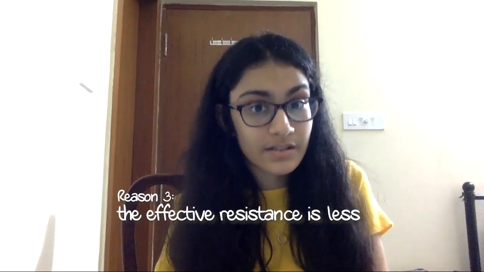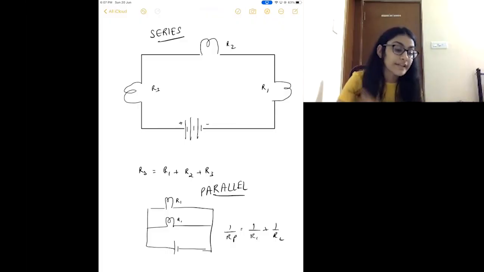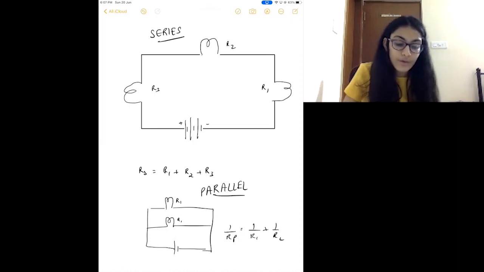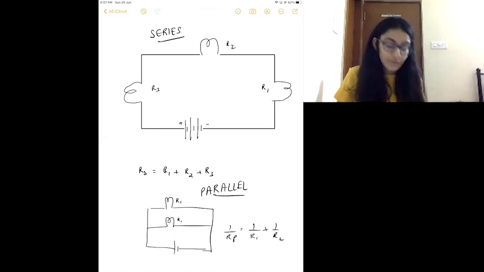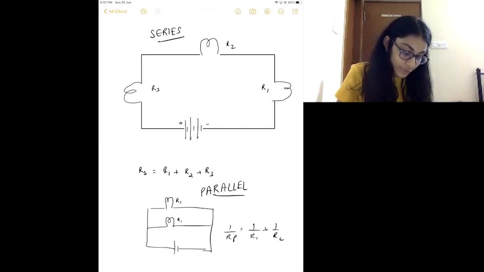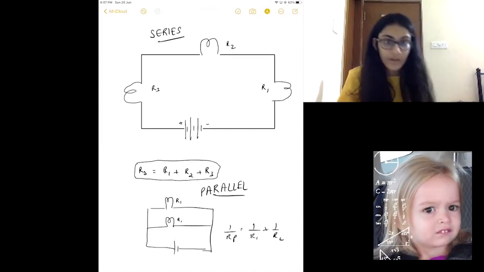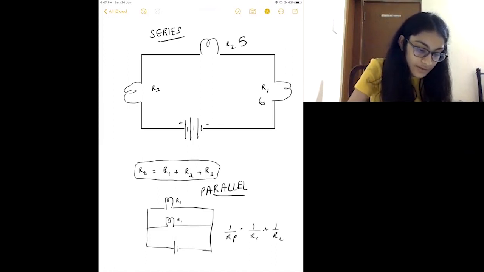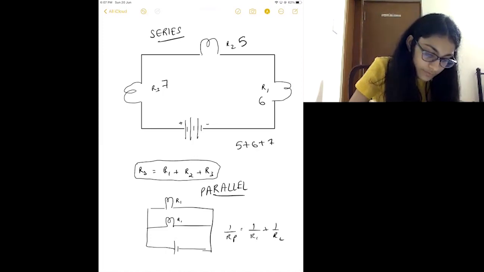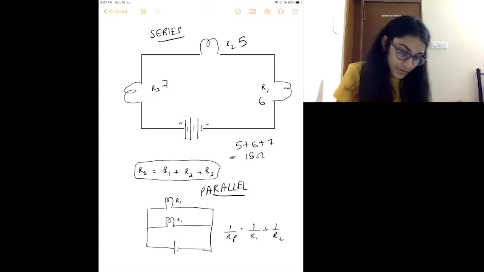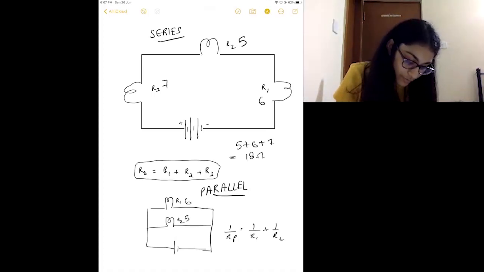The last and final reason is because the resistance is less. Here in series, you can see that there are 3 bulbs, and the resistances are R1, R2, and R3 respectively. The formula here is that the series resistance, the total resistance, is equal to R1 plus R2 plus R3. So if, for example, the resistances are 5, 6 and 7, we're going to add all of that. Now if we look at parallel, let's assume we have the same values.